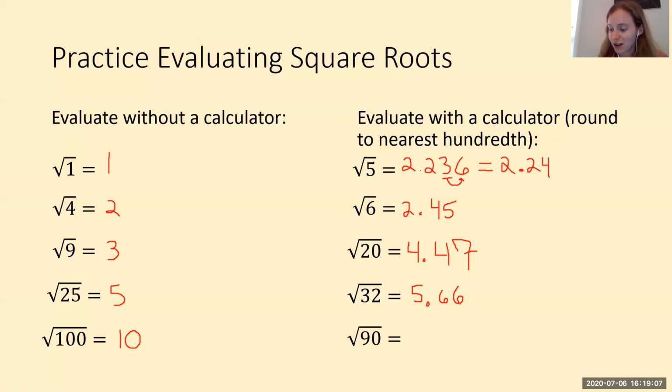All right, and then finally we've got square root of 90. 9.486, so that's going to round to 9.49.